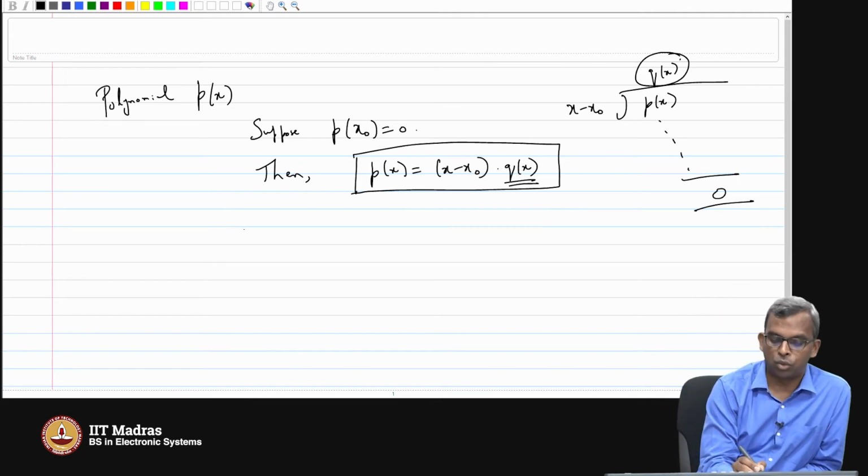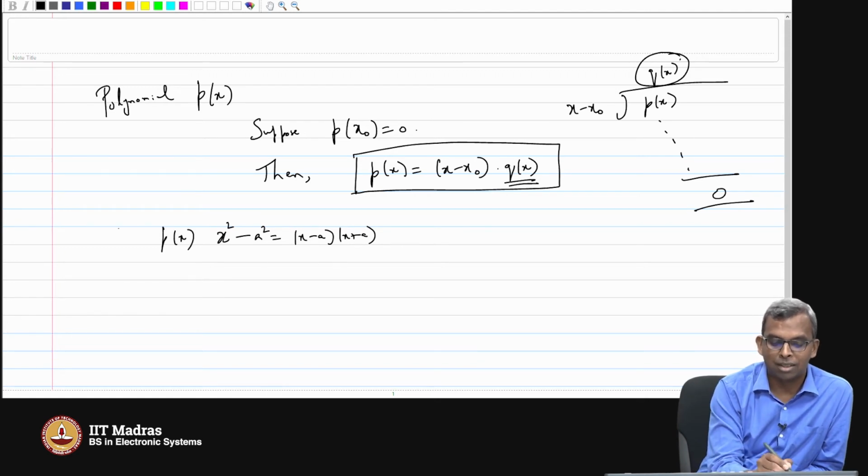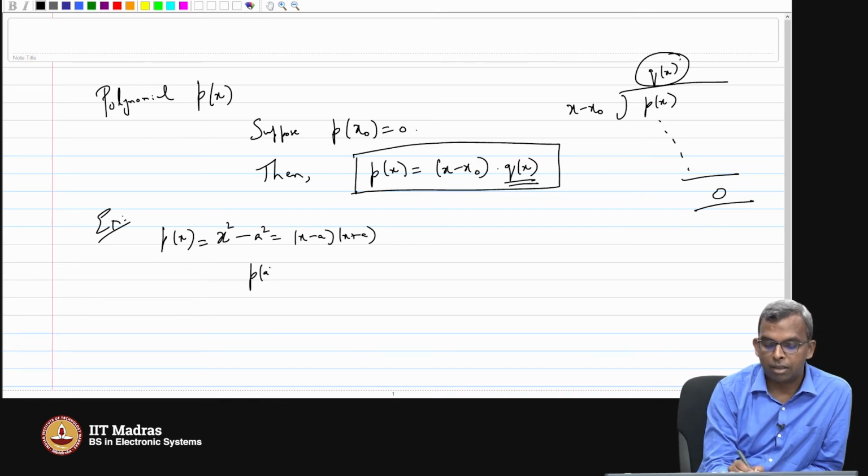Like for instance, you may know about this very famous identity, right? X squared minus, I don't know, a squared is x minus a times x plus a. Okay, it's very easy to verify this. I'll just show you why it's true from this polynomial behavior. So, if you put this as p of x, here's an example, you see that p of a is 0.